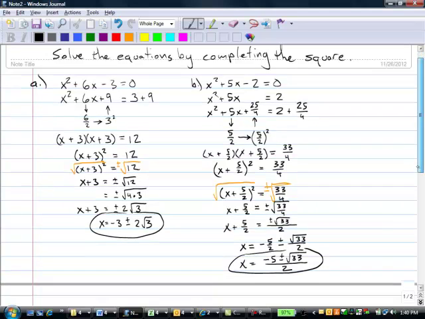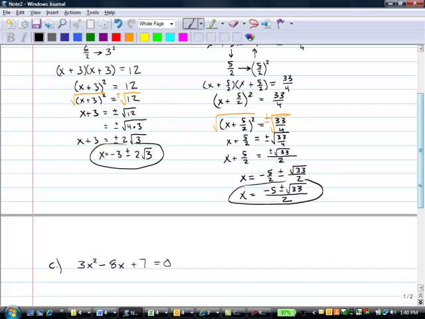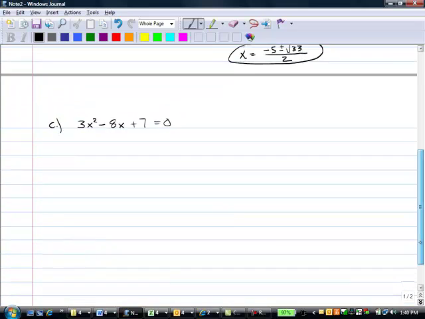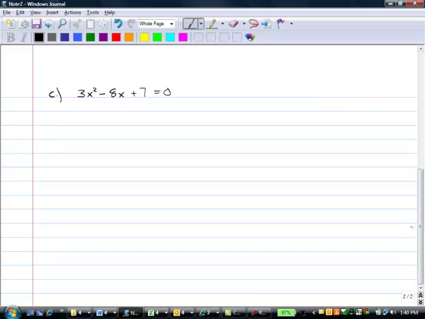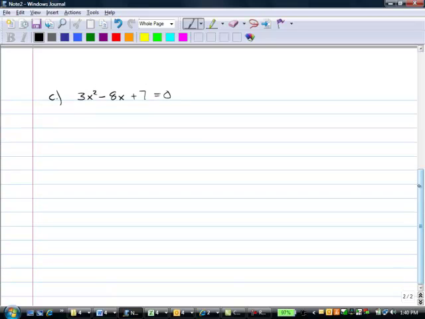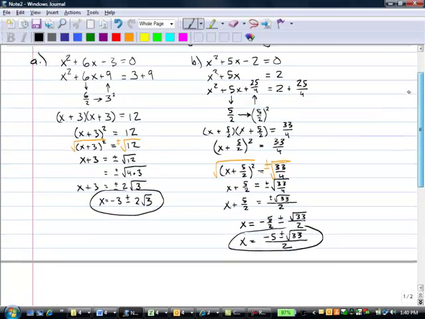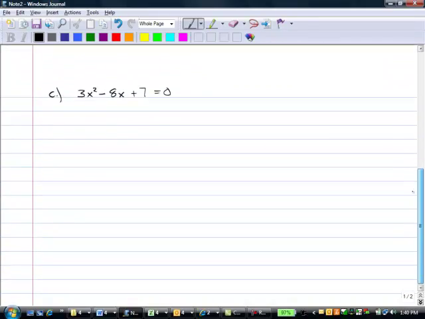All right, I'm going to take it down to one that's a little bit more interesting because it has a leading coefficient. That 3 in front of the x squared is a leading coefficient greater than 1. If you recall, the leading coefficient was just 1 on the A and B examples. Now we have a leading coefficient of 3. It makes it a little more interesting.